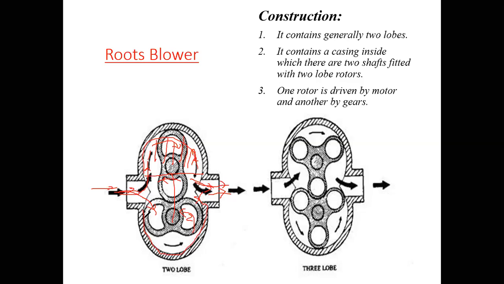As you trap the air, its pressure rises, and this higher pressurized air is then supplied wherever it is required for the applications. Okay, so this is how the working of a Root's blower compressor takes place.